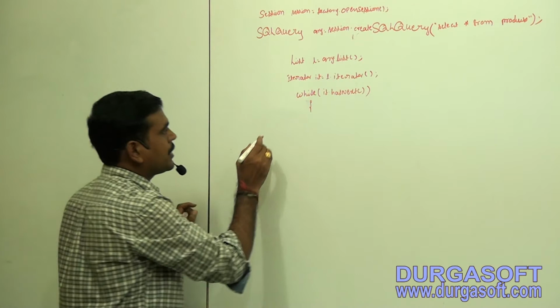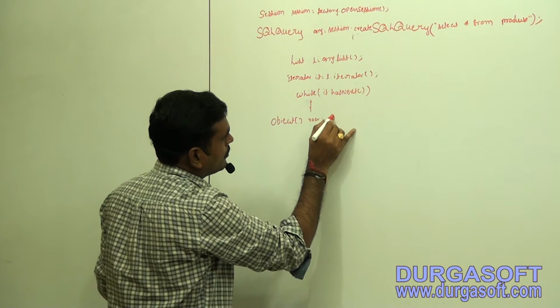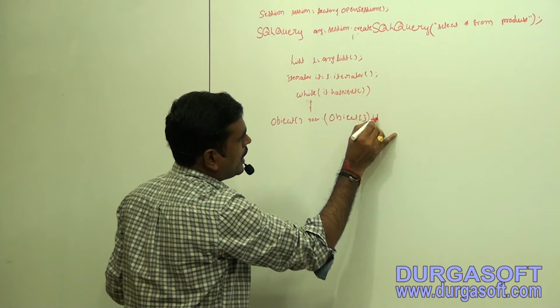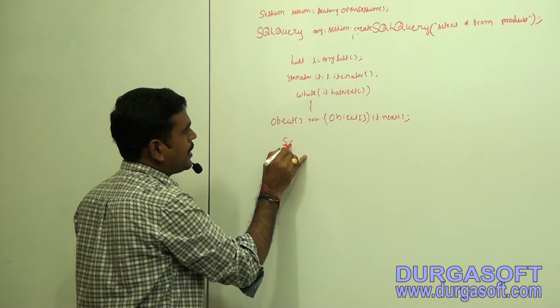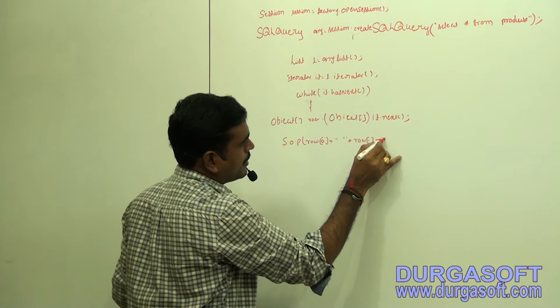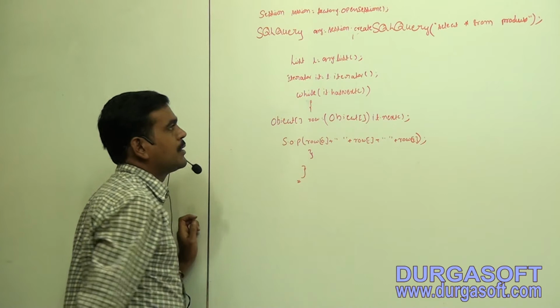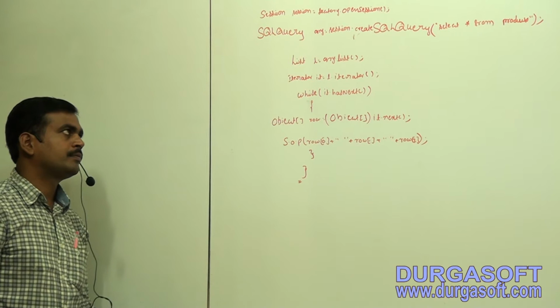In this case, Object array row is equal to Object array, then it dot next method. After that, System dot out dot println row of 0 plus row of 1 plus row of 2. The next, close the session, close the factory, and close the method, close the class. Right.